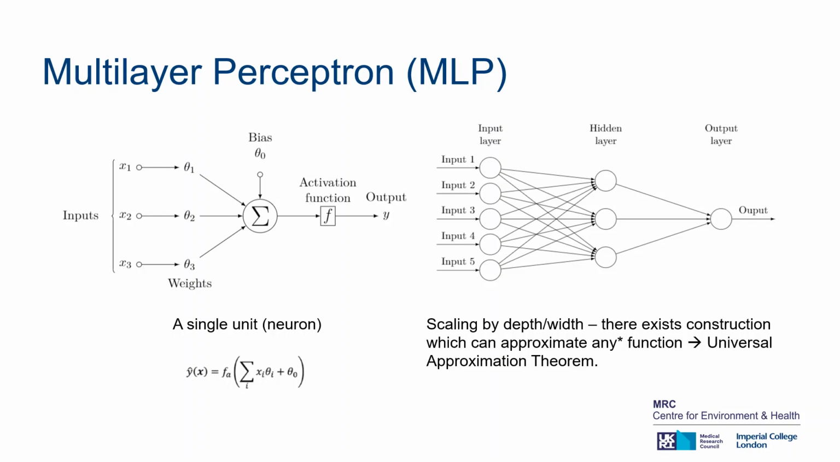As we start to scale by width, there exists a construction of neurons which can approximate any function, and this is known as the universal approximation theorem. In practice, scaling by width might mean that we need infinite number of neurons, which is wholly impractical for our computers. And this is how deep learning has arisen, by trading off width for depth and being able to approximate any function under this universal approximation theorem.